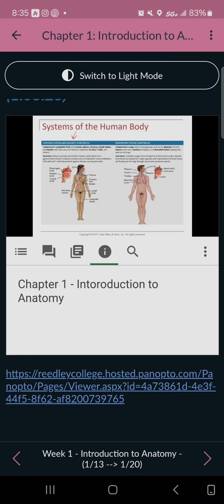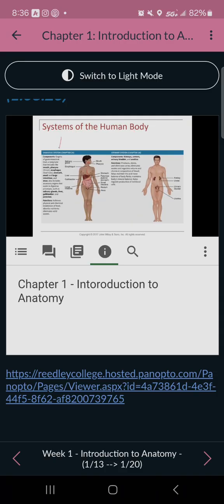Here on the right, we have the respiratory system. The components of the respiratory system are the lungs and air passageways such as the pharynx, which is the throat, the larynx, which is the voice box, trachea, which is the windpipe, and bronchial tubes leading into and out of lungs. The functions of the respiratory system are that it transfers oxygen from inhaled air to blood and carbon dioxide from blood to exhaled air. It helps regulate acid-base balance of body fluids, and air flowing out of lungs through vocal cords produces sounds.